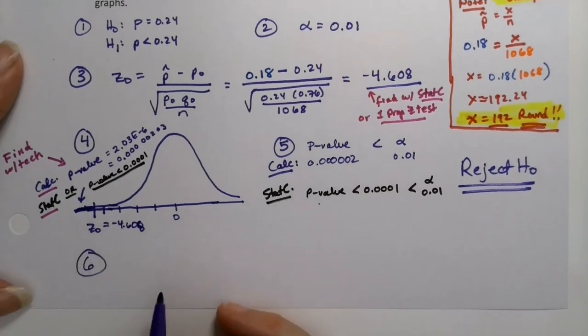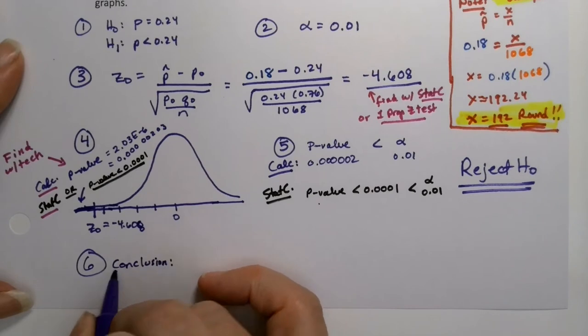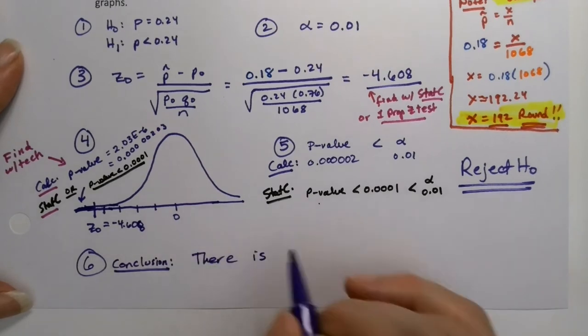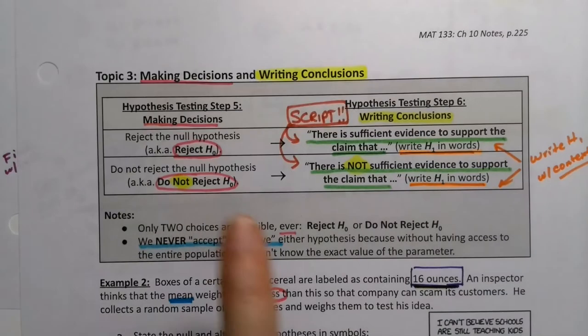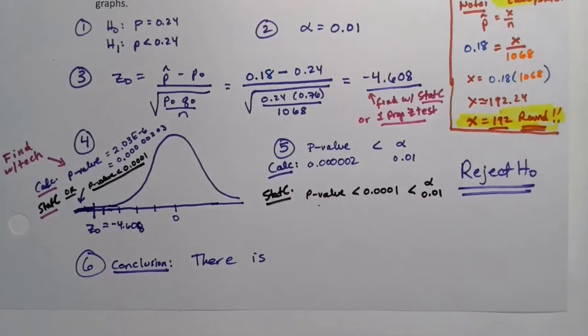And finally, the pièce de résistance. You write your conclusion. So your conclusion would be there is significant evidence because we did reject h0. Remember that table from section 10.1. When you reject h0, then there is sufficient evidence to support the claim. It's on page 225 in this current semester. I don't know if it'll stay that way forever, but it's right here. When you reject h0, there is sufficient evidence to support the claim. Okay? So we will write that.